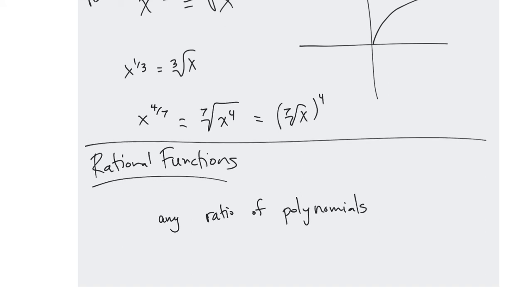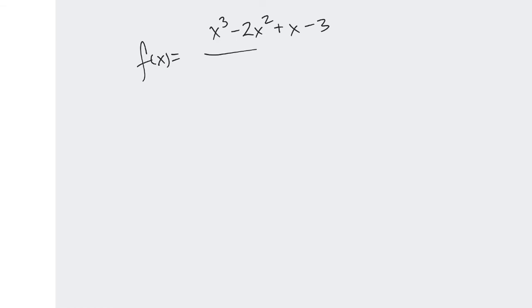So for example, a rational function, I'm going to turn the page here, any ratio of polynomials. So something like x cubed minus 2x squared plus x minus 3 divided by x squared minus 4. This is a rational function. It means it's a fraction where the top and the bottom are polynomials.